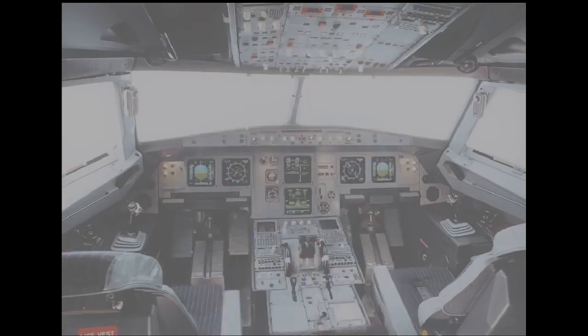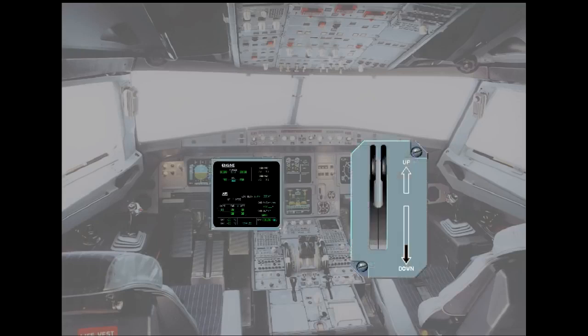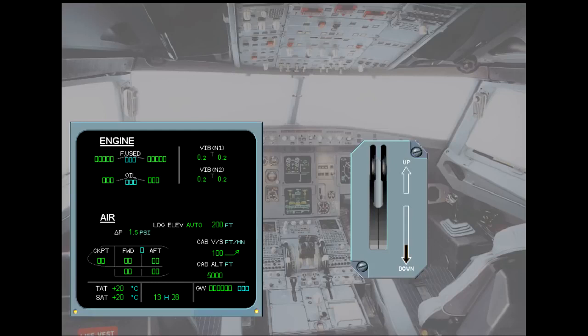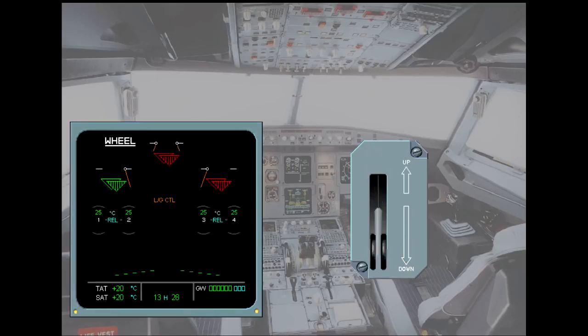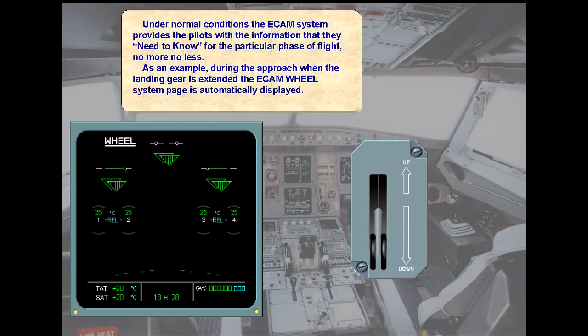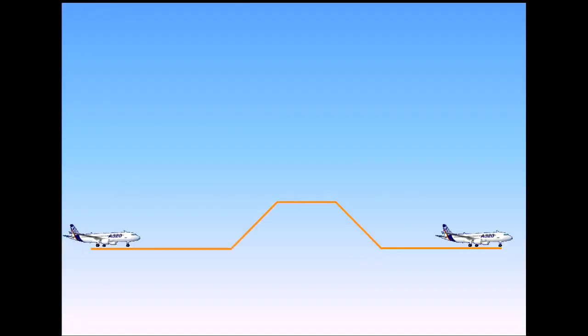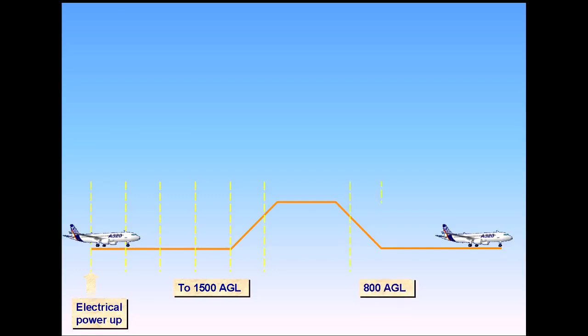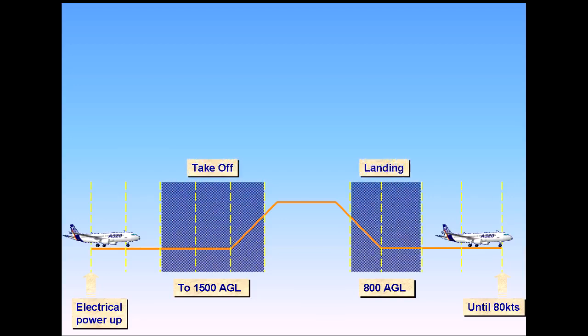Under normal conditions, the ECAM system provides the pilots with the information that they need to know for the particular phase of flight, no more, no less. As an example, during the approach when the landing gear is extended, the ECAM wheel system page is automatically displayed. The ECAM system divides the various stages of a flight into phases, from initial electrical power-up until after the engine shutdown. The ECAM system will avoid alerting the pilots unnecessarily during the critical flight phases of takeoff and landing. The warnings and cautions that can be delayed until a less critical phase of flight will be inhibited.